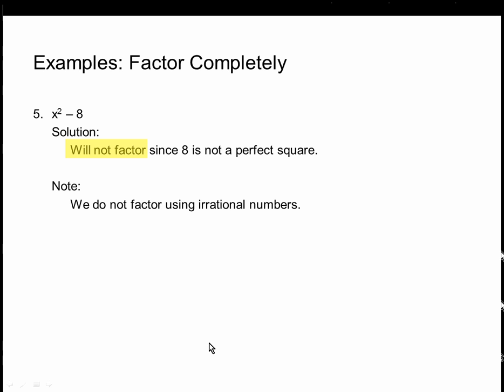Number 5, I have x squared minus 8. I do have an even exponent. I have a minus sign, but 8 is not a perfect square. Remember, 1 squared is 1, 2 squared is 4, 3 squared is 9. I just passed 8. We don't use irrational numbers, so it will not factor. 8 is not a perfect square. Again, we do not factor using irrational numbers. We very seldom want to factor using fractions. We'd like to keep it with integers.